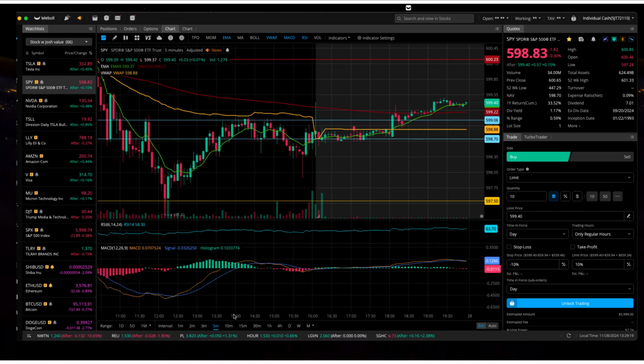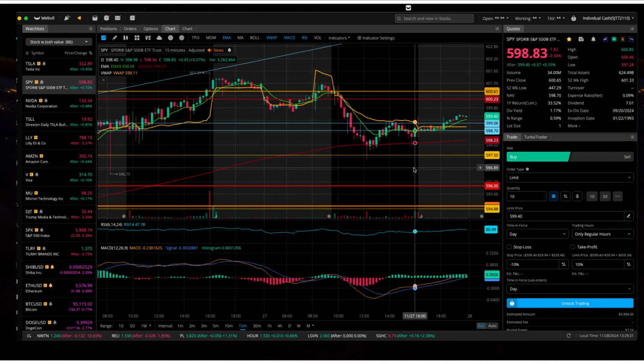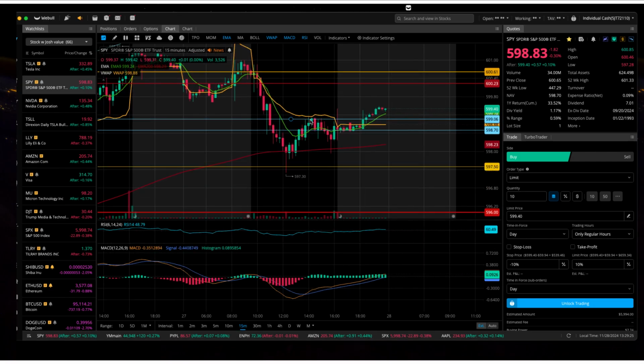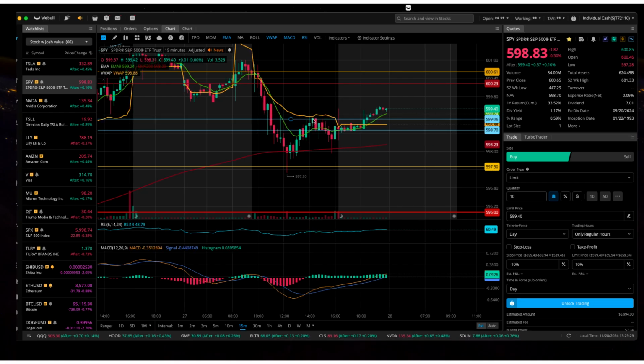So that told me, let's look at the 15 also. See, 1, 2, 3. You got 3 15-minute candles that could not cross above VWAP. Come up, touch, touch, touch. So it was a rejection area.